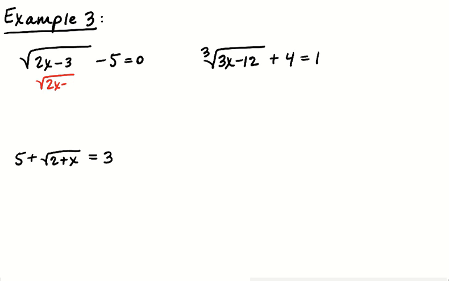So I'm going over here and I'm saying 2x minus 3. I'm going to add 5 to both sides, and then that'll be equal to 5. Now I'm going to square both sides. And as soon as I square both sides, I'm thinking to myself, I need to do what to my solutions? So I square both sides, and I'm going to need to check my solutions. So 2x minus 3 is equal to 5 squared, which is 25. I'm going to add 3 to both sides, and that's 28. Divide by 2, and that's 14.